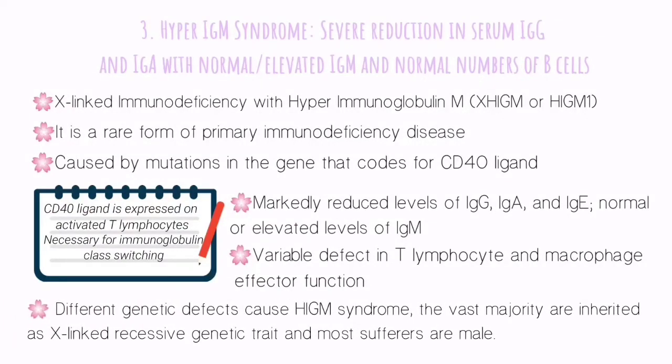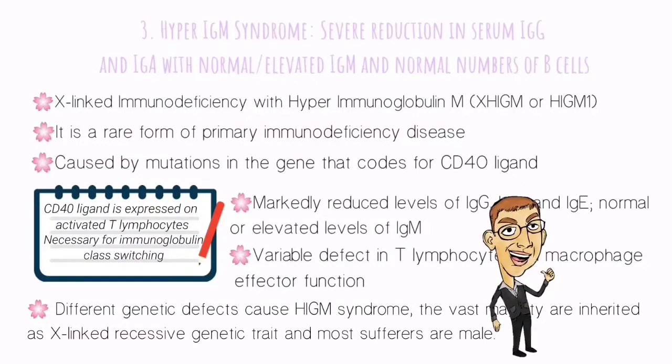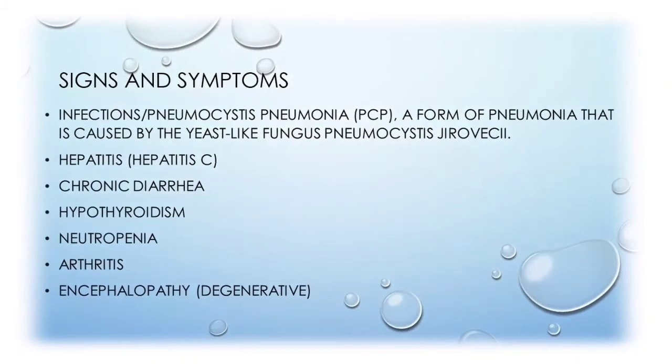Different genetic defects cause hyper IgM syndrome. The vast majority are inherited as an X-linked recessive genetic trait, and most sufferers are male. Signs and symptoms of hyper IgM include infections such as Pneumocystis pneumonia, a form of pneumonia that is caused by the yeast-like fungus Pneumocystis jirovecii. There is also hepatitis, chronic diarrhea, hypothyroidism, neutropenia, arthritis, and encephalopathy.